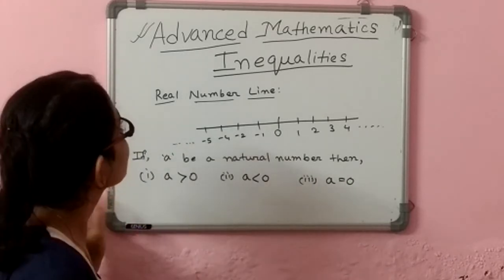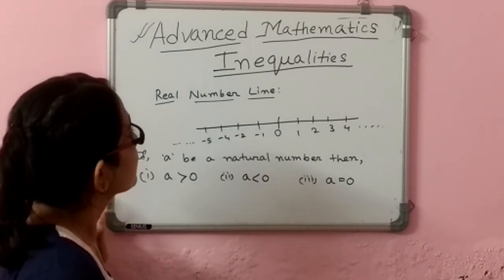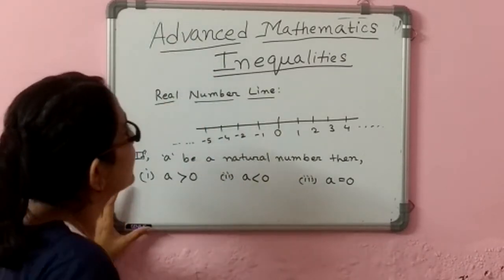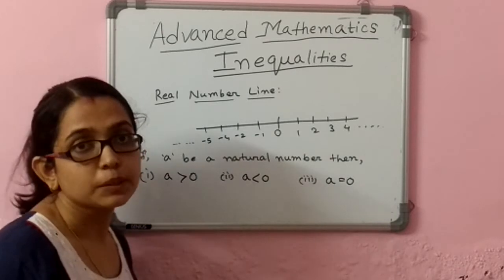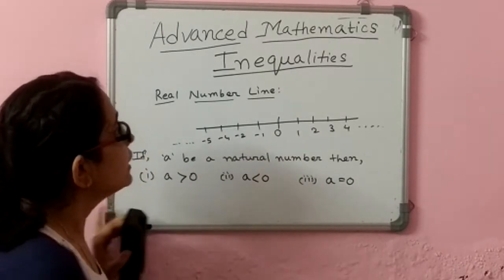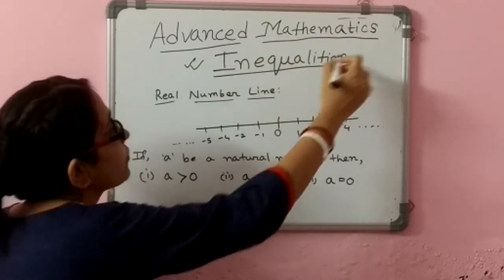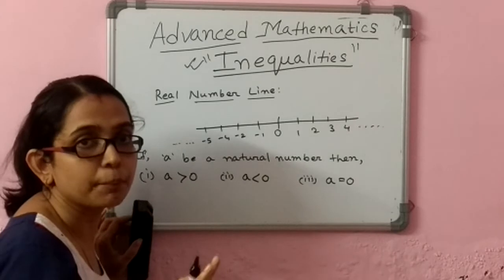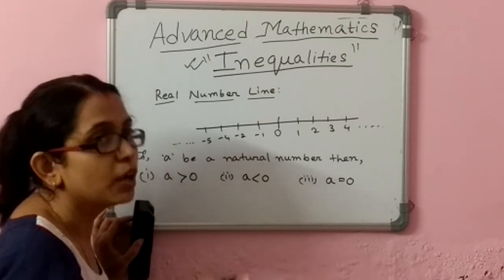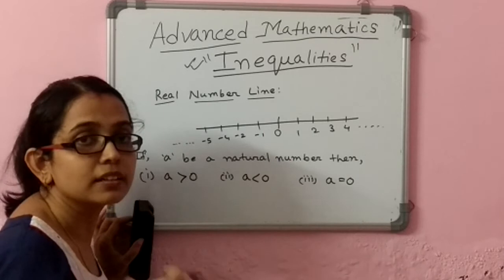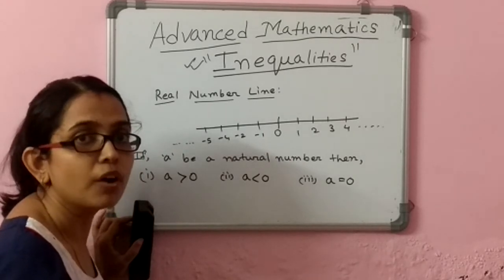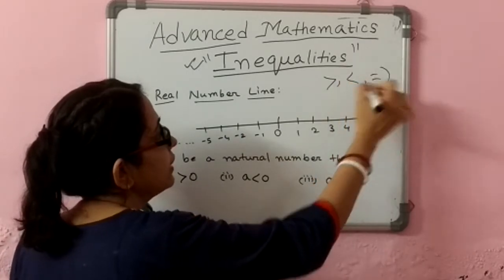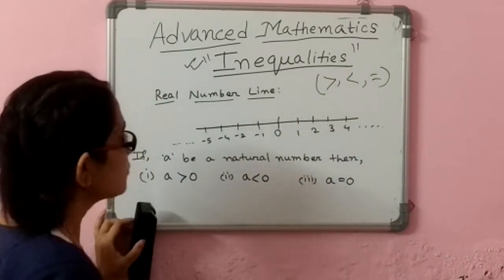So today's subject is advanced mathematics and the chapter which I have selected for the discussion is inequalities. So let's begin the topic. Inequalities. By this term, what we can say is that something is unequal when we compare any two entities with each other. It will be either greater or smaller or equal to. So these three symbols are being used to define inequalities.